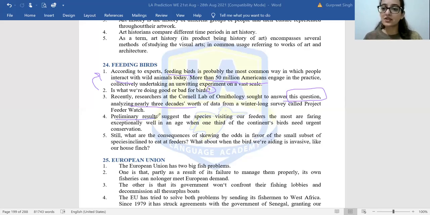After the analysis, the results suggest that species visiting our feeders the most are faring exceptionally well in an age when 1/3 of the continent's birds need urgent conservation. Whatever the results, you just focus on results: first analysis, and then results of the analysis. Still, what are the consequences of skewing the odds in favor of the small subset of species inclined to eat at feeders? What about when the bird we are aiding is invasive, like our house finch?